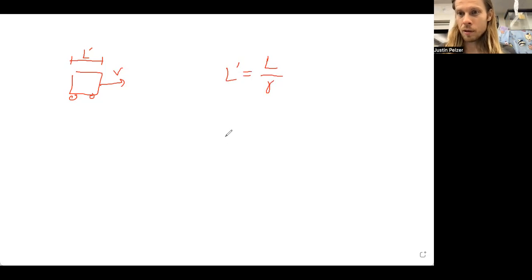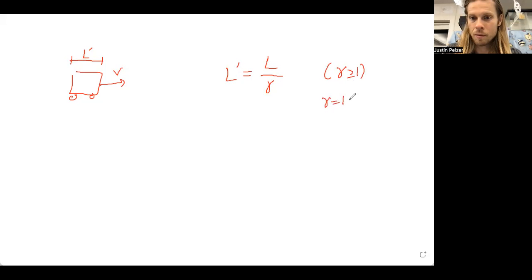over gamma. Remember, gamma is always greater than or equal to 1. It equals 1 when there is no velocity, and it's greater than 1 and it approaches infinity as v approaches c.